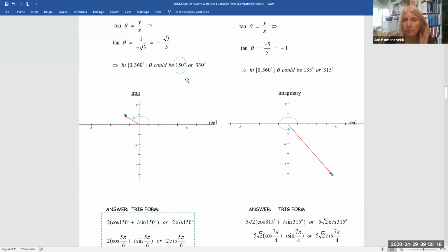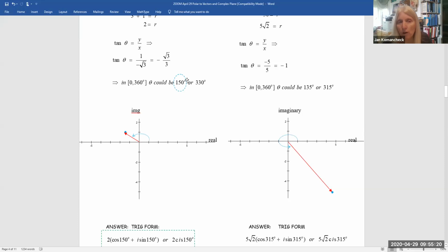Okay, so anything really too difficult so far? If you can take x squared plus y squared and get r squared, if you can take y over x and figure out what your angle is and what quadrant you're in, we're good to go.